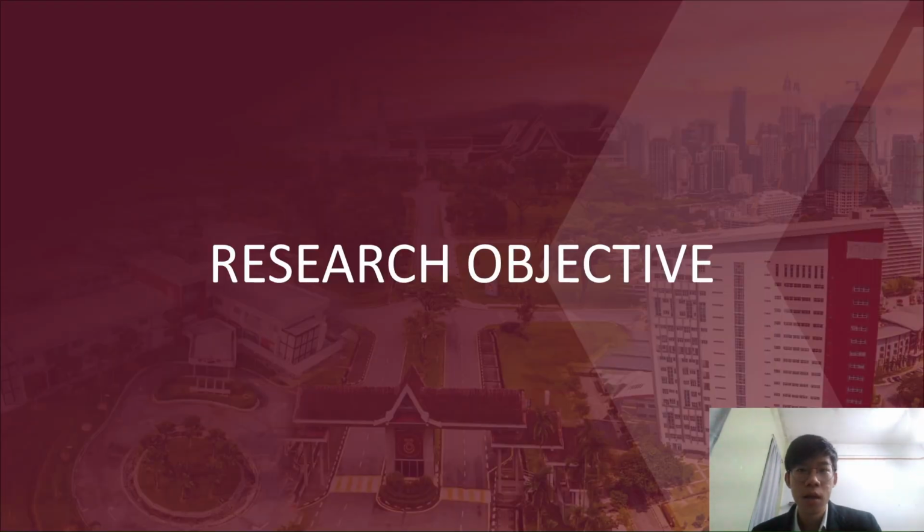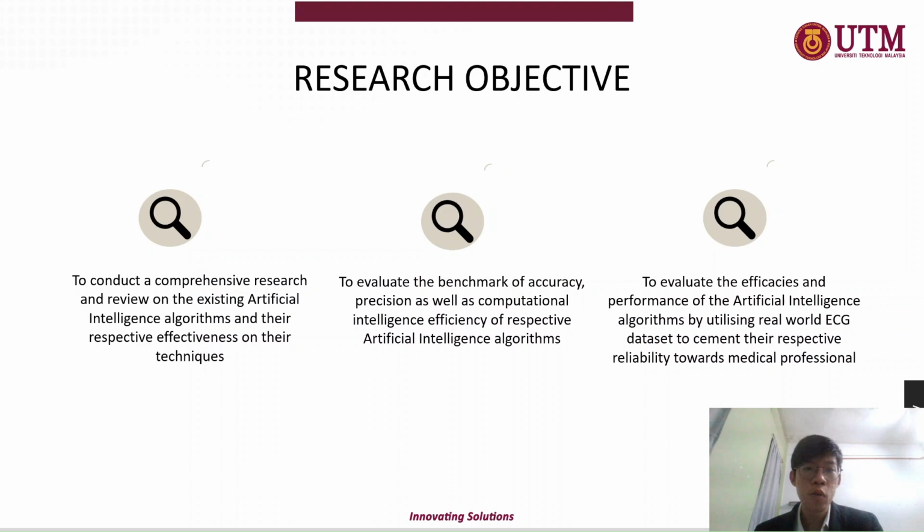Next, I will present the research objectives for this final year project 1. The first objective of this research is to conduct a comprehensive review of existing artificial intelligence algorithms and the effectiveness of their techniques, and also to evaluate the benchmark of accuracy, precision, as well as computational efficiency of the respective artificial intelligence algorithms.